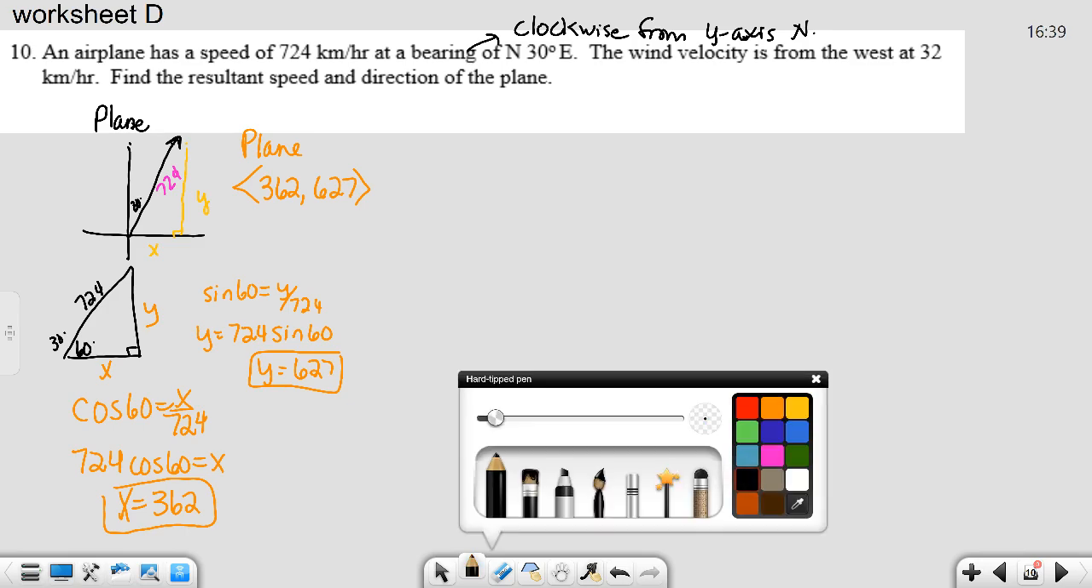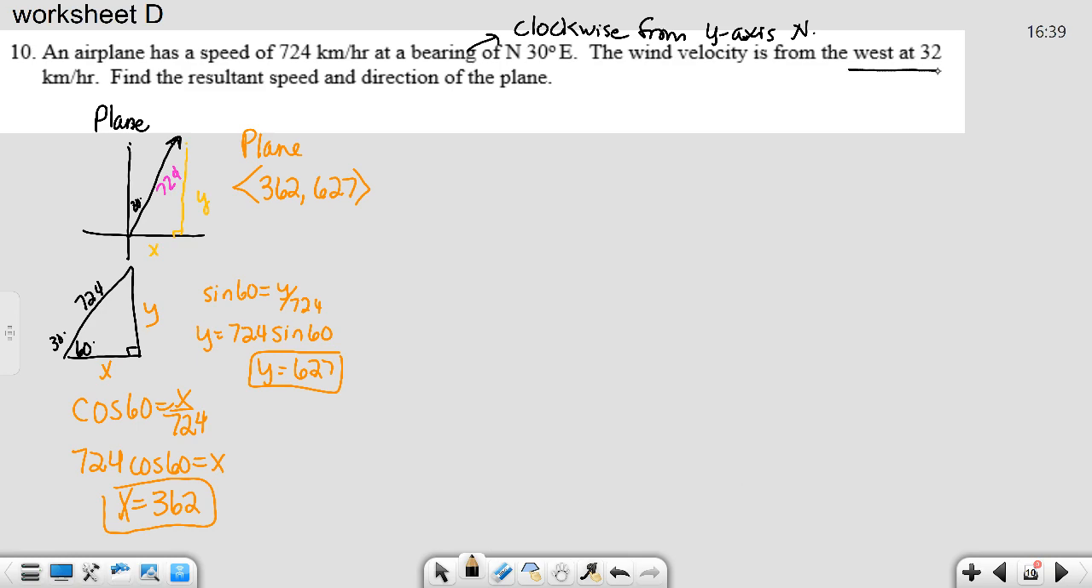That's only the info for the plane. Now we need to do that for the wind. It says the wind velocity is from the west. All right, that should actually be easy. So I'm starting here and I'm coming from the west, 32 kilometers per hour. So the components of the wind are just 32 horizontal, 0 vertical. Piece of cake.